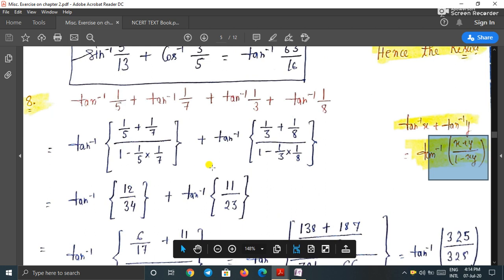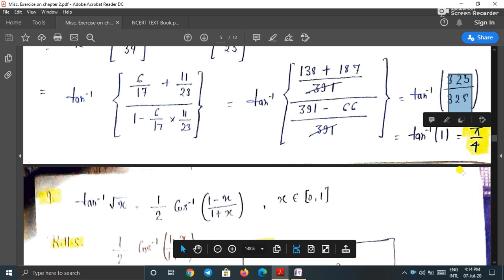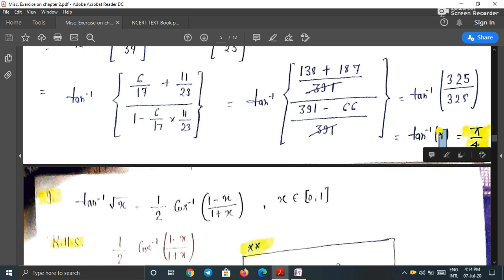Tan inverse 12 upon 34, tan inverse 11 upon 23. Again applying this property by taking x equal to 12 upon 34 and y equal to 11 upon 23, you will get the answer tan inverse 325 upon 325. But it is equal to tan inverse 1, and 1 is equal to what? 1 is equal to tan pi by 4. So you will get the answer pi by 4.